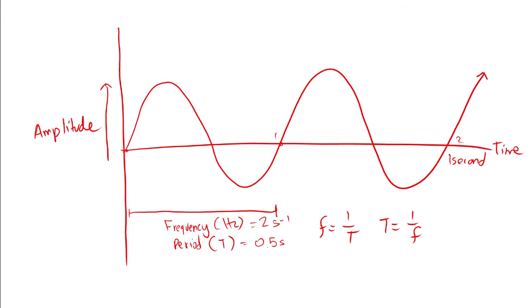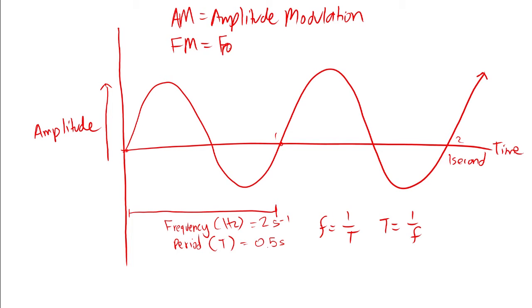So we call this amplitude modulation. And we call it frequency modulation. Which is what radio signals AM and FM are.